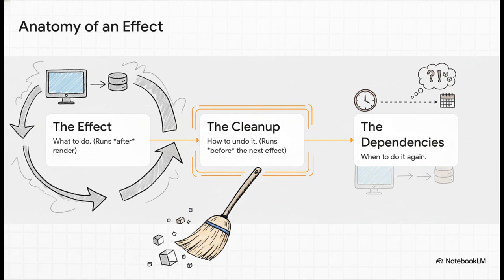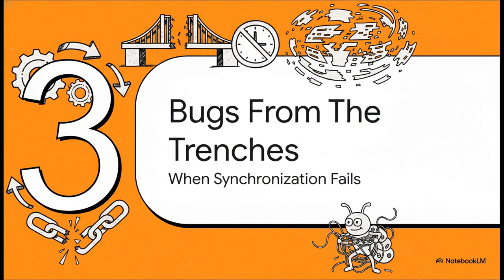The main function you pass in, that's the what to do to get in sync. The cleanup function you can return, that's how to undo it so you don't cause memory leaks. And that dependency array, that's just you telling React when to do it again because something might be out of sync now. So what happens when this model breaks down, when our synchronization fails? Well, that's when we get all those classic hair-pulling bugs. Let's look at a couple of real-world examples.